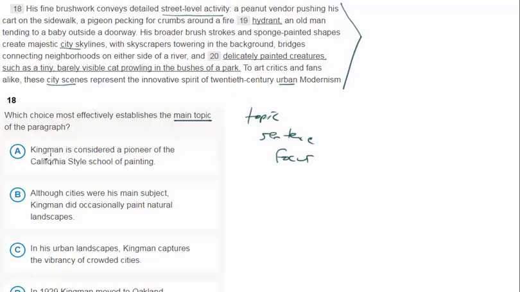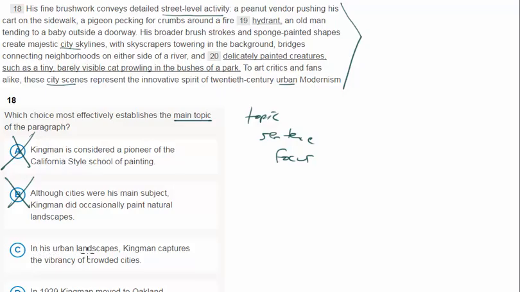A, Kingman is considered a pioneer of the California School of Painting. You know, this may be true, but we have no idea based on this paragraph. It doesn't talk about that at all, so it's certainly not on point. B, although cities were his main subject, Kingman did occasionally paint natural landscapes. No, this paragraph only dealt with the city. We have no idea about natural landscapes, and if it were introduced like this, we'd have to have some evidence. There's no contrast here. It only listed the city depictions.